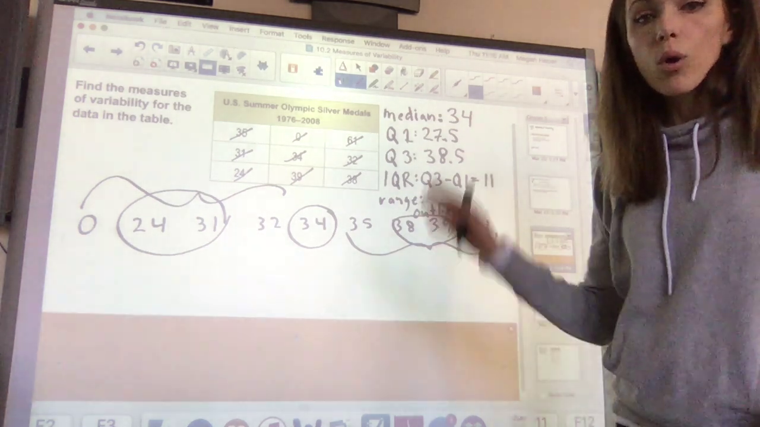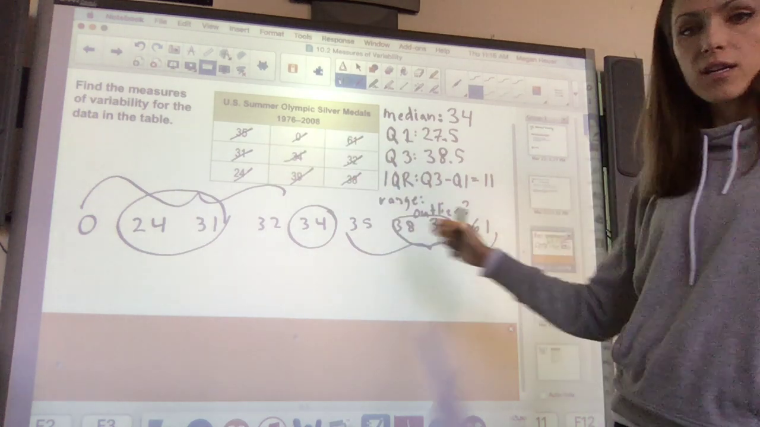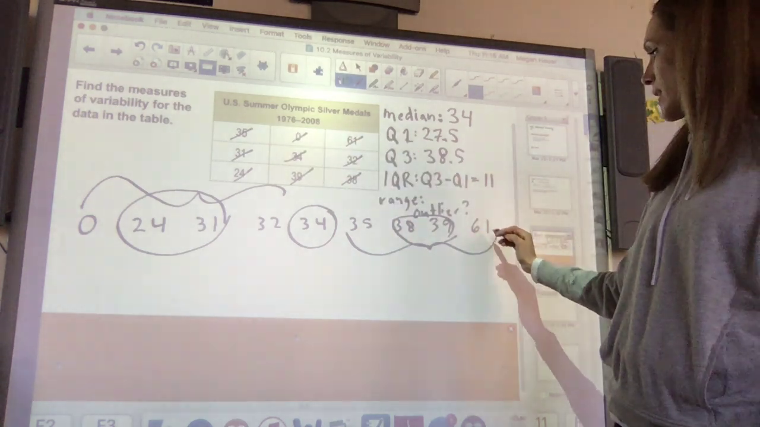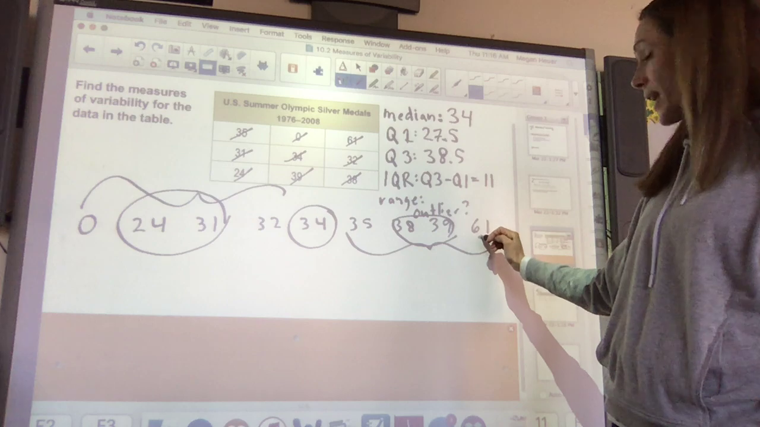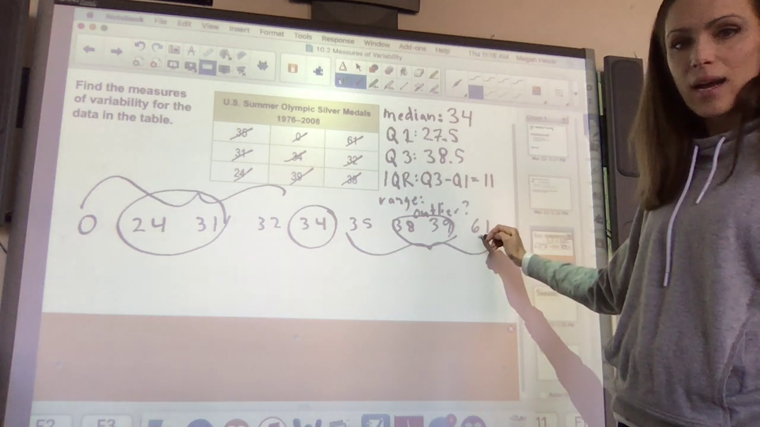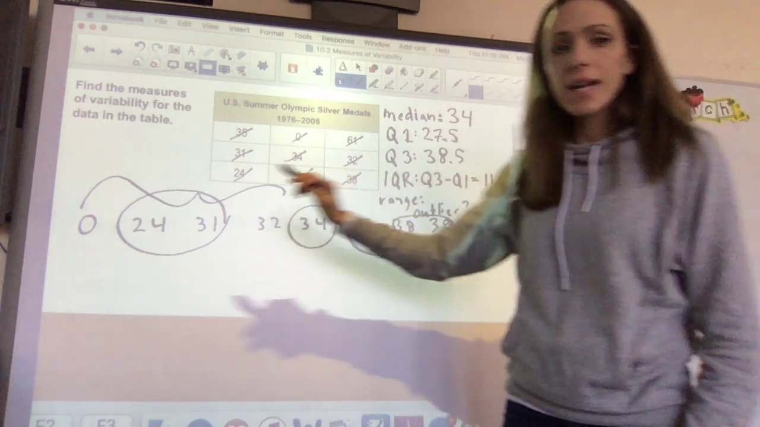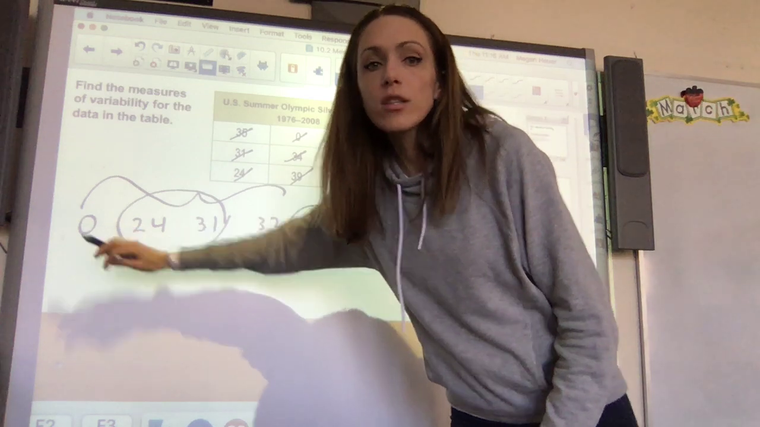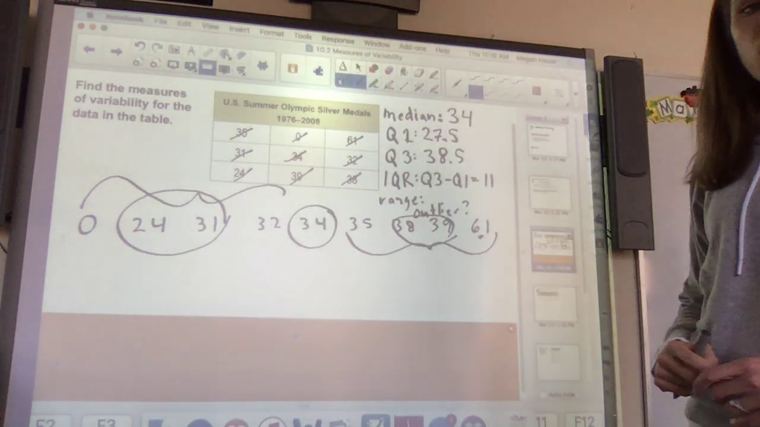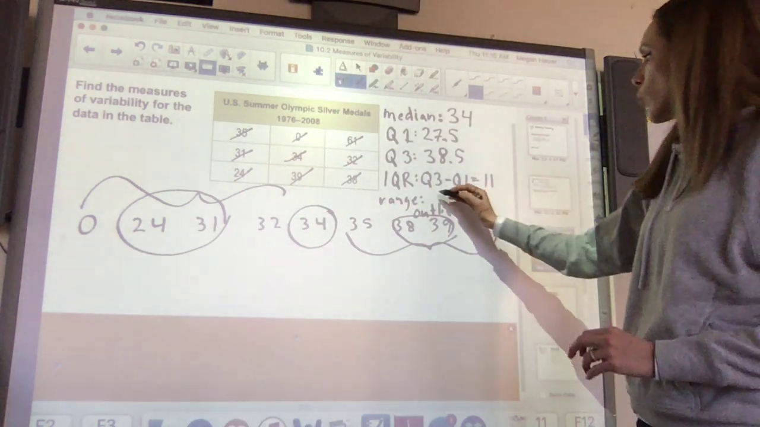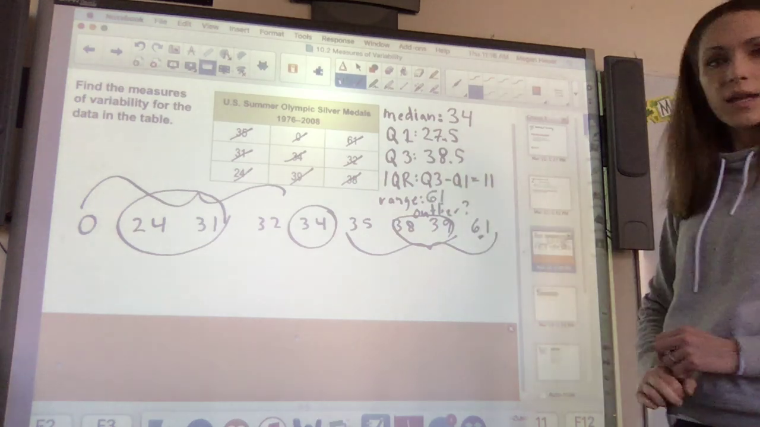Now, the overall range here would be 61, so the highest number, they call it the upper extreme, minus, and this is all in your book, the lower extreme. So 61 minus 0, which would give us 61.